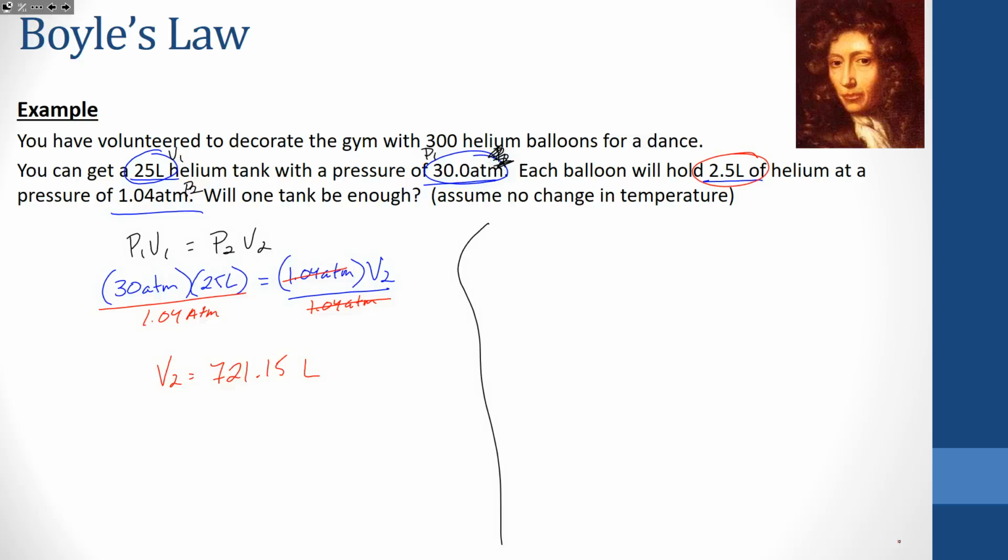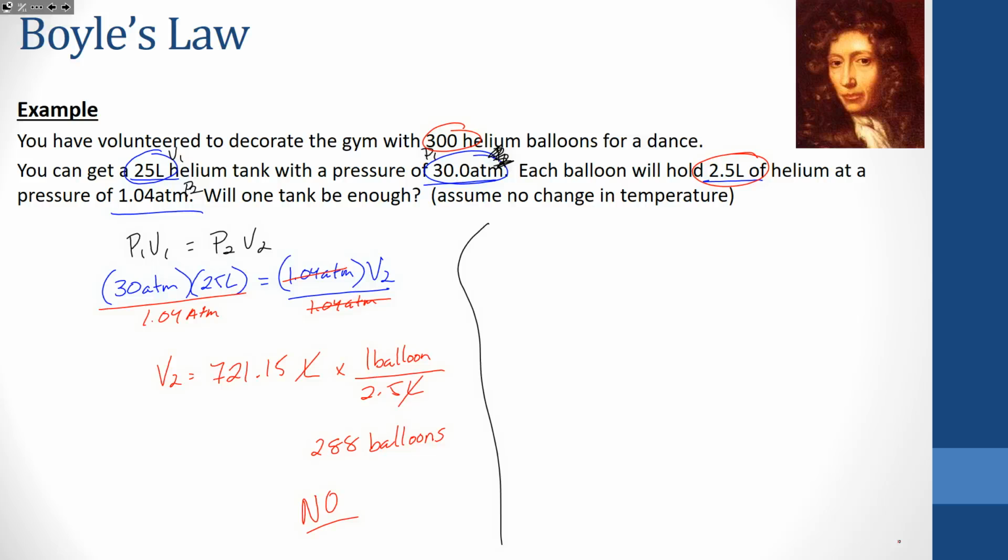So every balloon takes 2.5 liters. So I'm going to multiply by one balloon per 2.5 liters, because every balloon is 2.5 liters. Look, liters cancel. So we can now figure out how many balloons we need. We're going to take 721.15 divided by 2.5, and that is 288 balloons. So we won't be able to fill the 300 balloons needed. So no, one tank isn't enough.